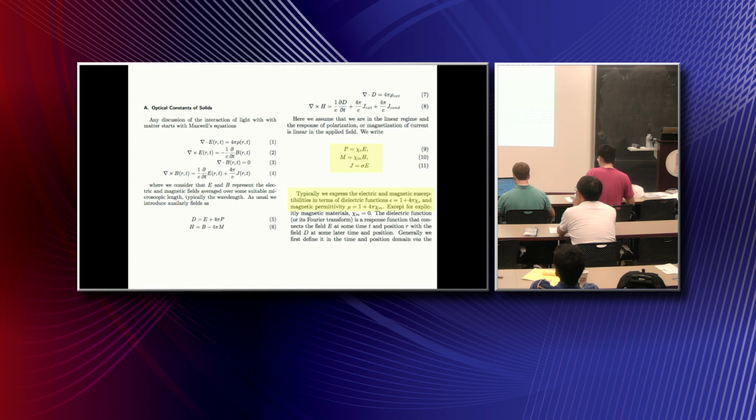Generally we start by defining things in the time domain. So for instance, we can write down a function for the polarization as a function of time in terms of some susceptibility. So we could write the polarization in the time domain as a convolution of the electric field with the susceptibility in this fashion, or the conductivity comes out as, looking at the current again, by this definition.